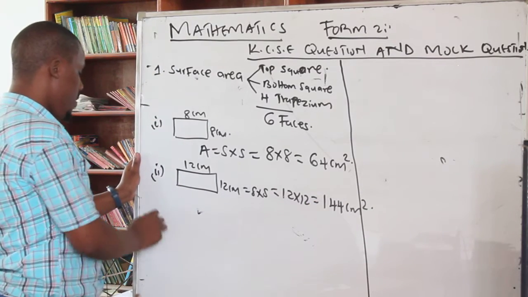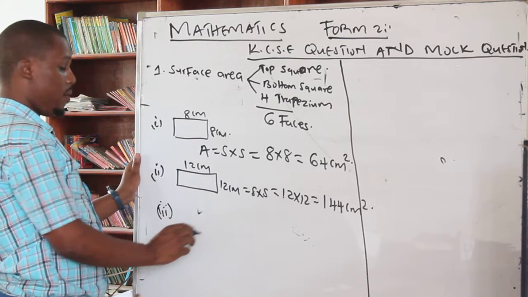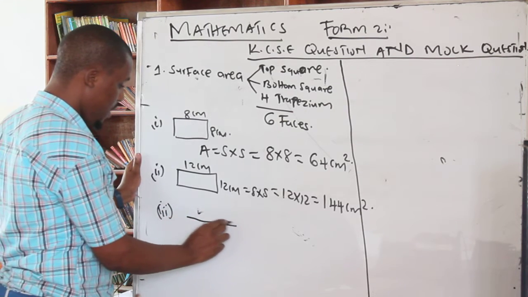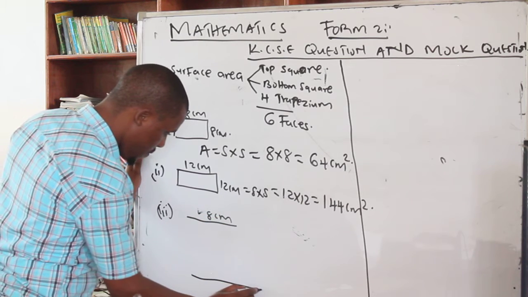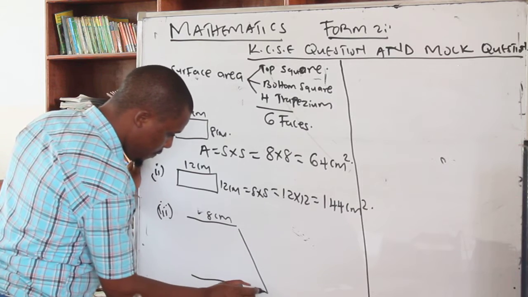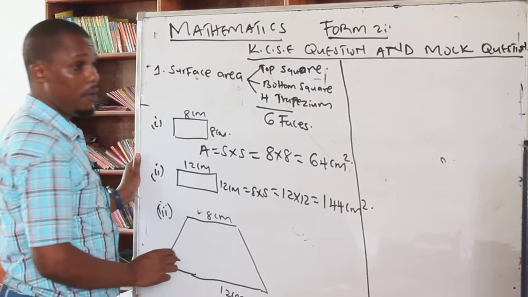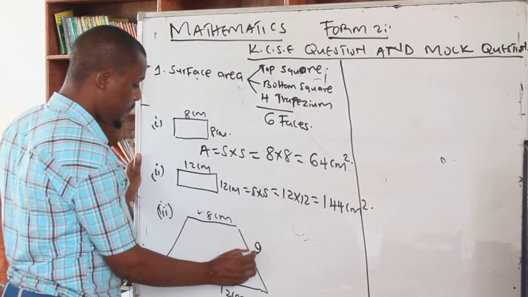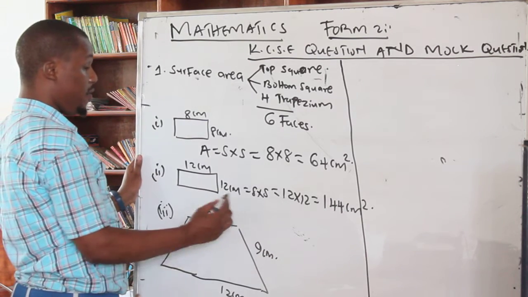Then again, we have our trapezium, and all these trapezium are the same. The top is 8 centimeters, the bottom is 12 centimeters, and the slanting side is 9 centimeters. That is the only other measurement we have been given. Remember there are 4 of them, and they look alike.